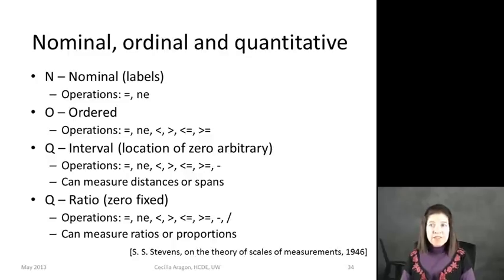Now moving to quantitative data with interval data, for example dates, now you can subtract. So you can measure distances or spans. You can say that not only is January 6, 2012 after January 5, 2012, but you can say the difference between those two dates is one day. And finally, coming to ratio data, where the 0 is fixed, now you can add division or ratios. You can measure ratios or proportions. So for example, if an object weighs 32 grams, you can say that it weighs twice as much as another object that weighs 16 grams.